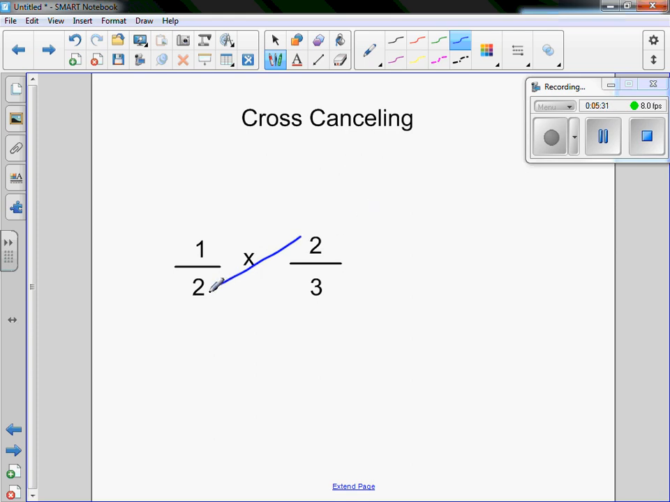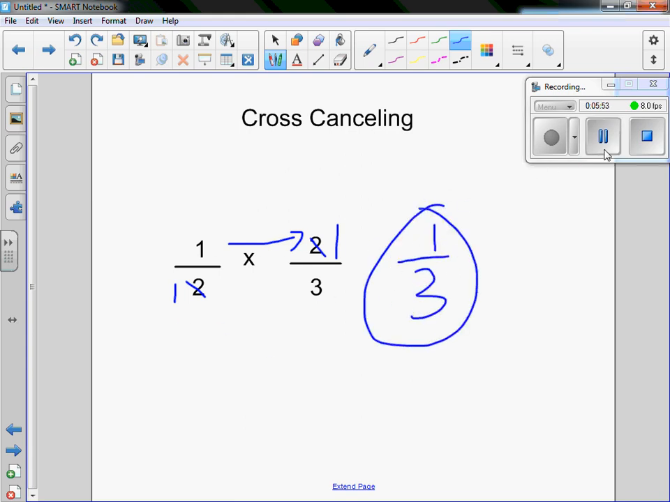Now here's a cool one. If ever you see the exact same numbers, you just divide it by that number. So with a 2 and a 2, you divide by 2, and you will get a 1 and a 1. 2 divided by 2 is 1. Those ones are the easiest. 1 times 1 is 1, and 1 times 3 is 3. And you're finished.